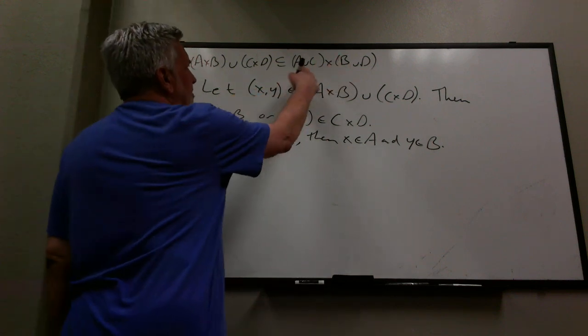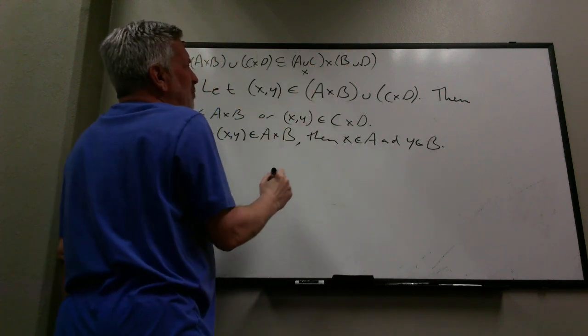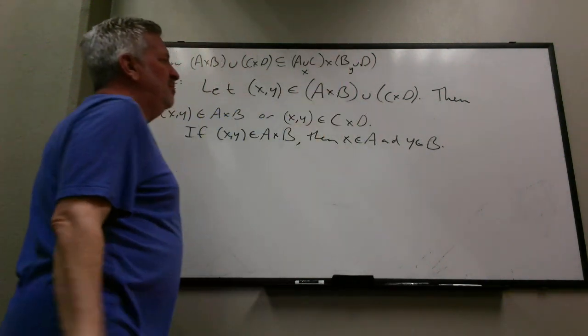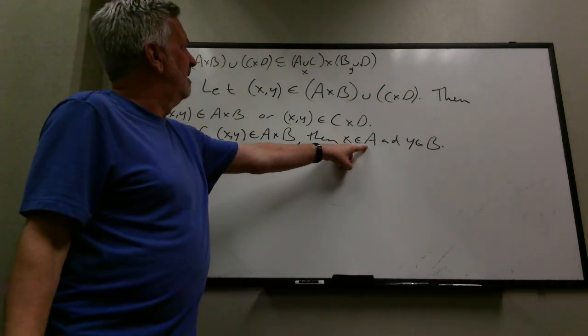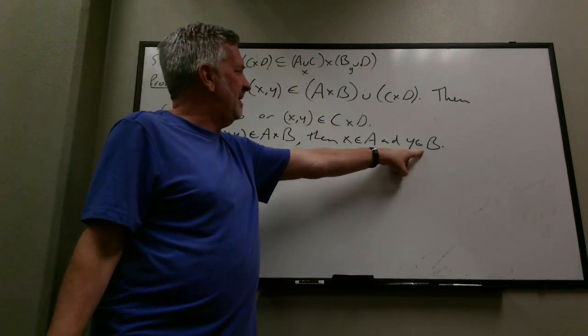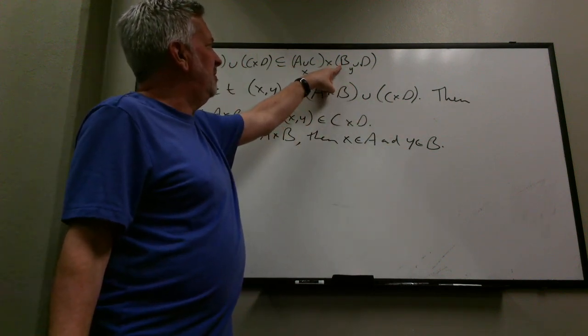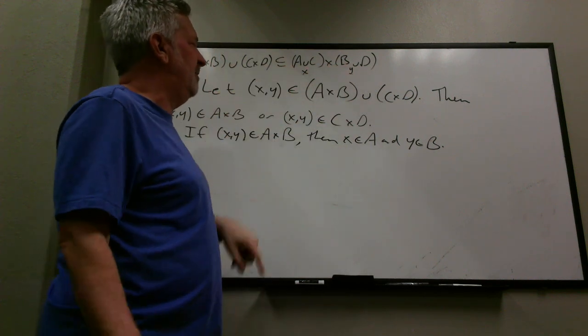Okay? Well, what does it mean for (x, y) to be in this Cartesian product? I need x in A union C. I need y in B union D. Well, we just said x is in A. So x is going to be in A union C. We just said y is in B, which means y is in B union D, right? If y is in B, it's going to be in the union. If x is in A, x is going to be in this union.